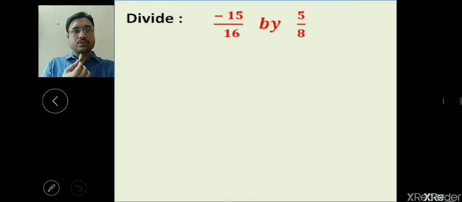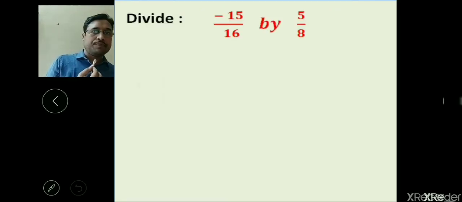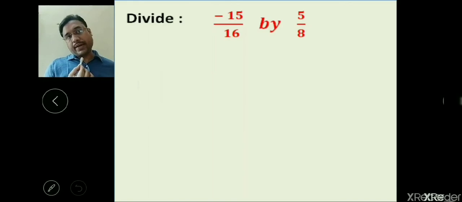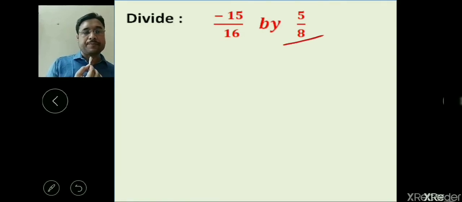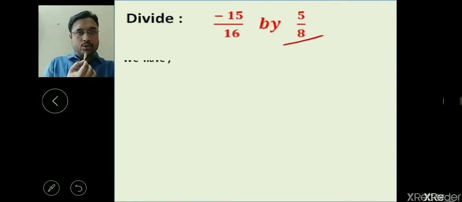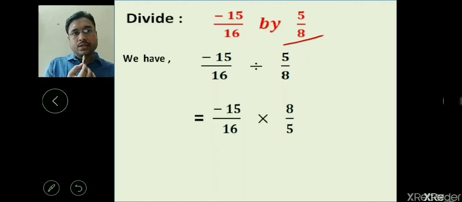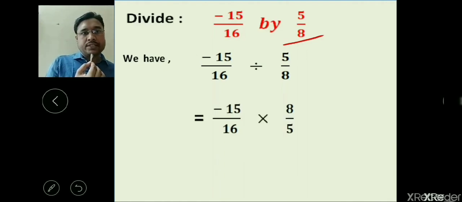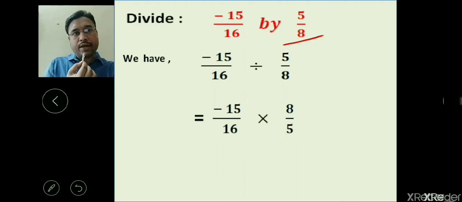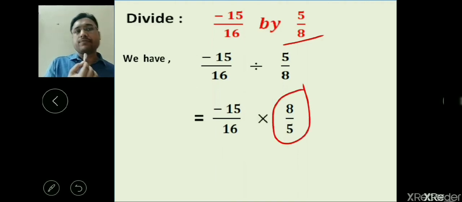Now you solve this question: minus 15 by 16 divided by 5 by 8. Here 5 by 8 is the divisor, that is the second rational number. So you will do like this: minus 15 by 16 divided by 5 by 8 equals, and I have taken the reciprocal, the multiplicative inverse of 5 by 8, which is 8 by 5.